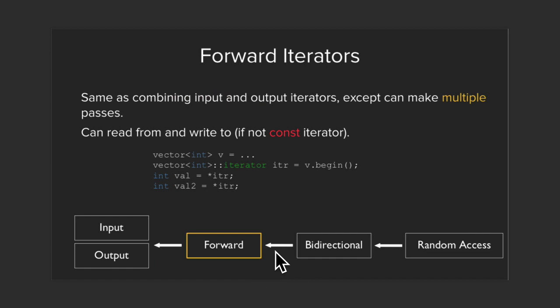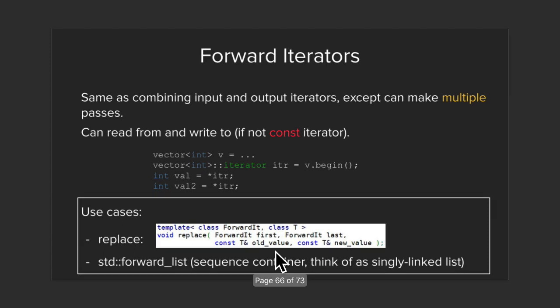Forward iterators are the exact same thing as input and output iterators, except, sorry, let me rephrase that. You can think of forward iterators as being both an input and output iterator at the same time, meaning that they can both read and write, with one additional thing being that it can make multiple passes as opposed to a single pass. Question you might ask is, why would I make multiple passes? You can imagine some sort of function like replace, where you want to look through your container for certain elements and replace them based on a condition.